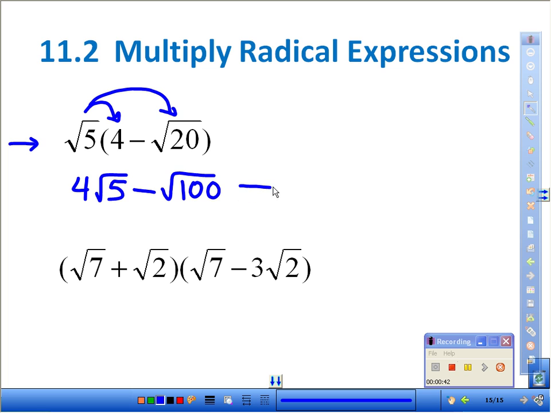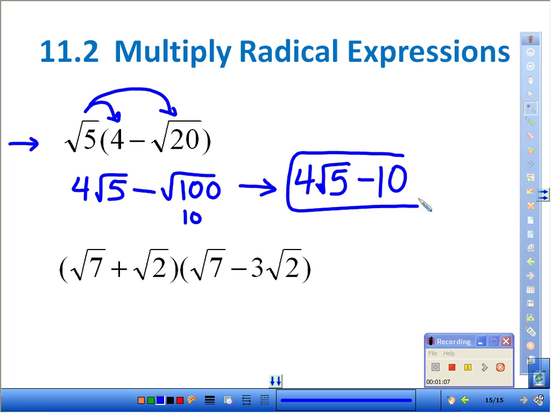Now I immediately notice that the square root of 100, that's a perfect square, so I'm going to simplify that to 10, and I now have 4 times the square root of 5 minus 10. I have no perfect square factors inside any radical symbols. These two are not like terms because they do not have the same radical, so this right here is our final answer, 4 times the square root of 5 minus 10.